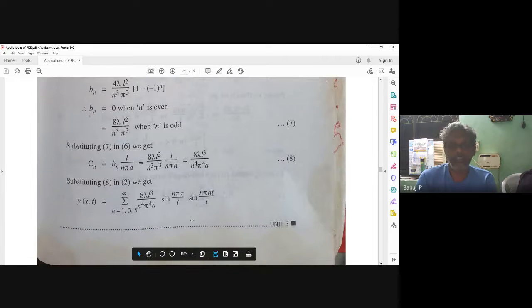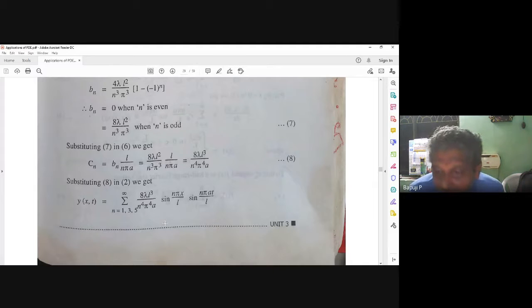So the difference in this problem is that there you got L square, here you got L cube, an extra 1 by a, and n pi. This term you got extra. So this is the solution. Anyone have doubts? Ask me. It's a very good problem. Open the pen and do it. This is my humble request.